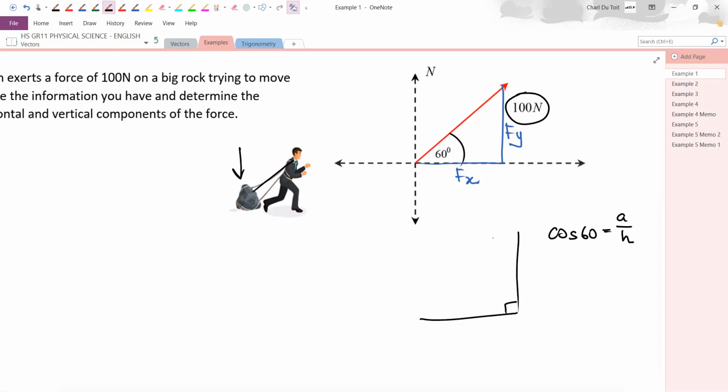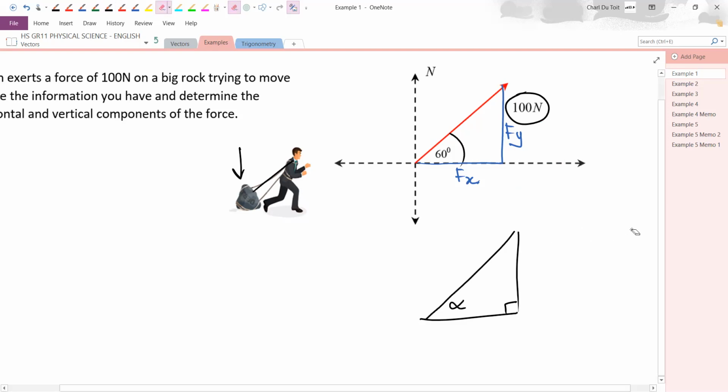Let's just make that angle quickly theta there, or alpha. What will cos alpha be? Cos alpha will be adjacent over hypotenuse. Is that correct? Yes. So this is my x component. This is the 100 Newton, and this is my y component.